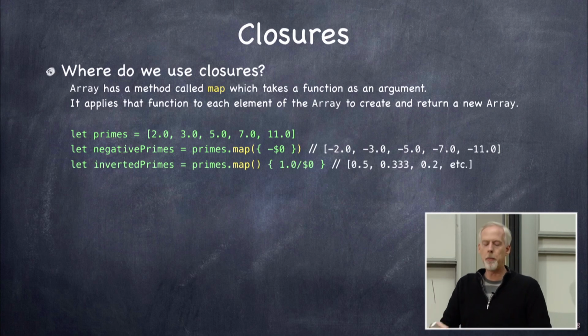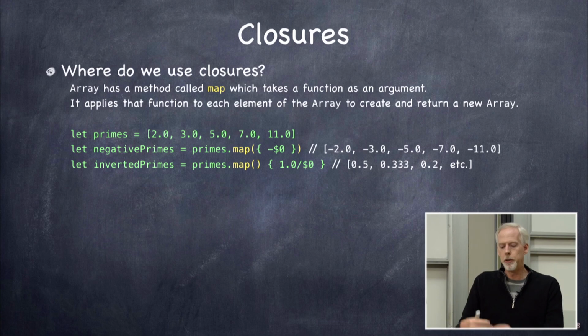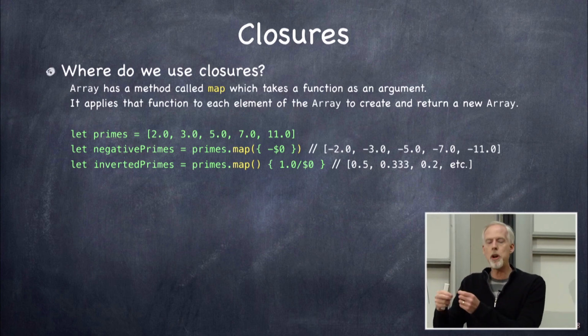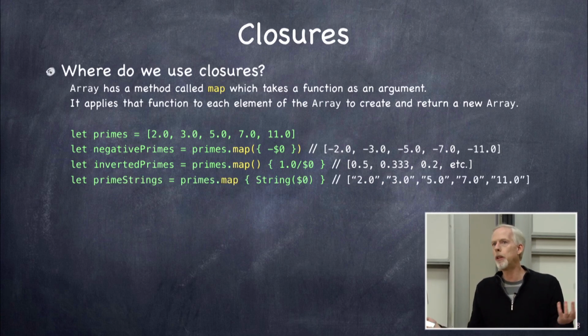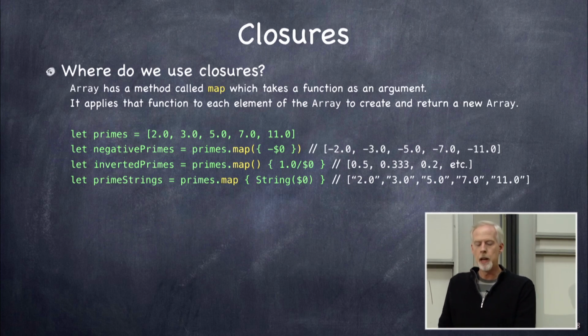Now, what's another example? Maybe inverting the primes. So I'm going to provide a closure, 1.0 divided by $0. Now I get 0.5, 0.33. Maybe I even want to convert it to a string. Perfectly legal. It doesn't have to be the same type. I can return an array of string.